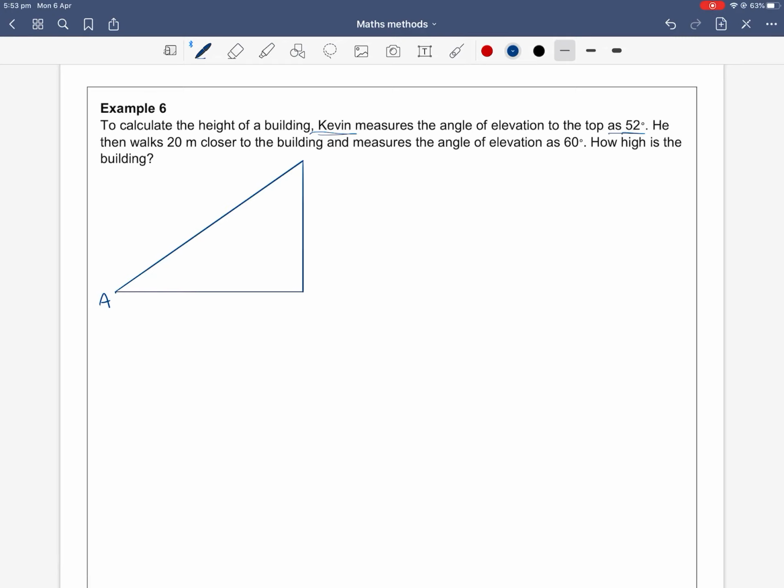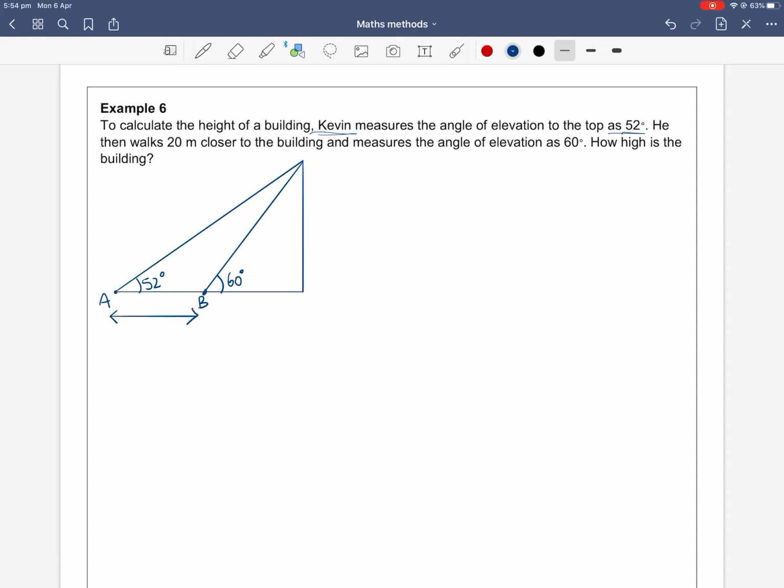So if we label this initial point A, then A to the top of the building, the initial angle of elevation is 52 degrees. Kevin then walks 20 meters closer to the building and measures a steeper angle of elevation to the same top part of the building, but 20 meters closer. So let's call this point B because he's now closer. This is 60 degrees. You're looking up, angle of elevation.